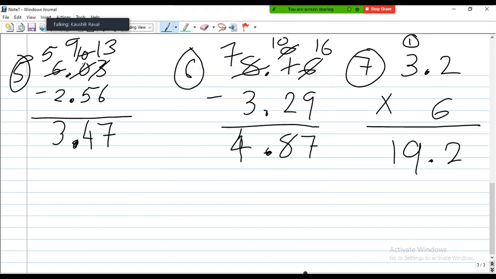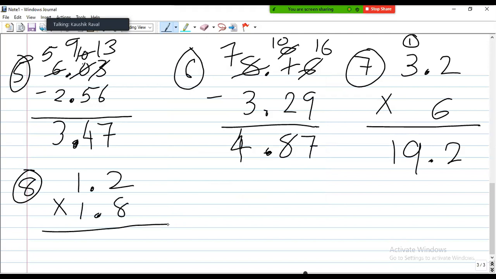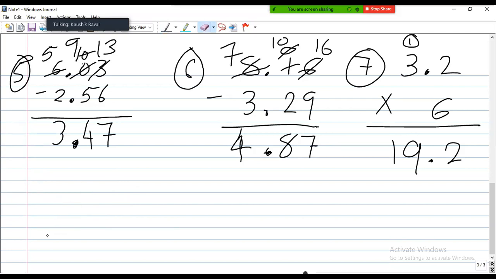Number 8, question number 8, right? Now here we are going to do 1.2 into 1.8. Solve this example. Come on. I'm going to the next page for this example. I'm going to rewrite number 8 because there is not enough space here for me or for you. Number 8, 1.2 into 1.8. Solve this.